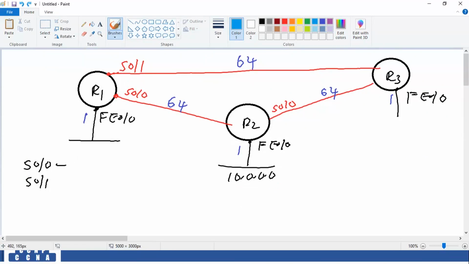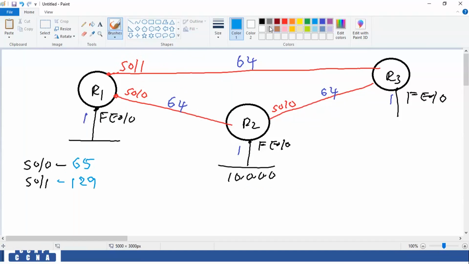If traffic goes via serial 0/0 to reach the 10 dot network, the cost is 64 plus FastEthernet cost 1, so the total cost is 65. What if traffic goes via 0/1 to reach the 10 dot network? The total cost is 129.